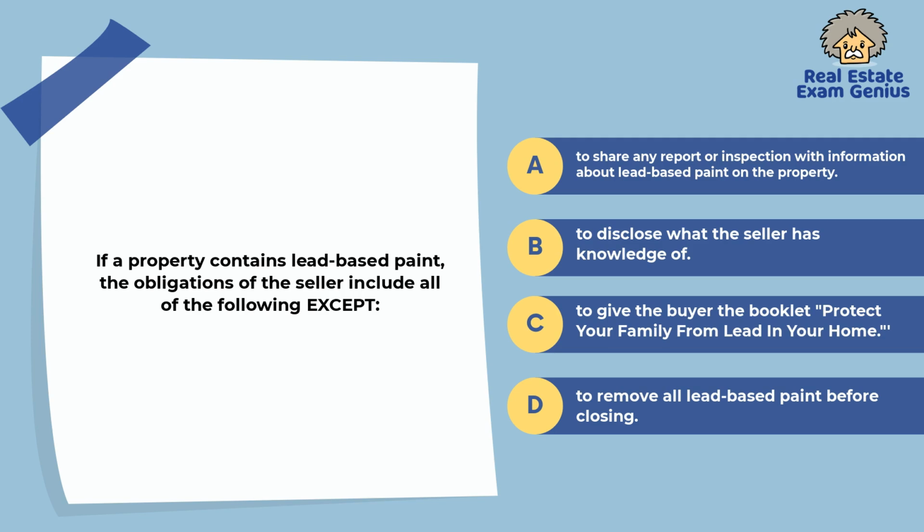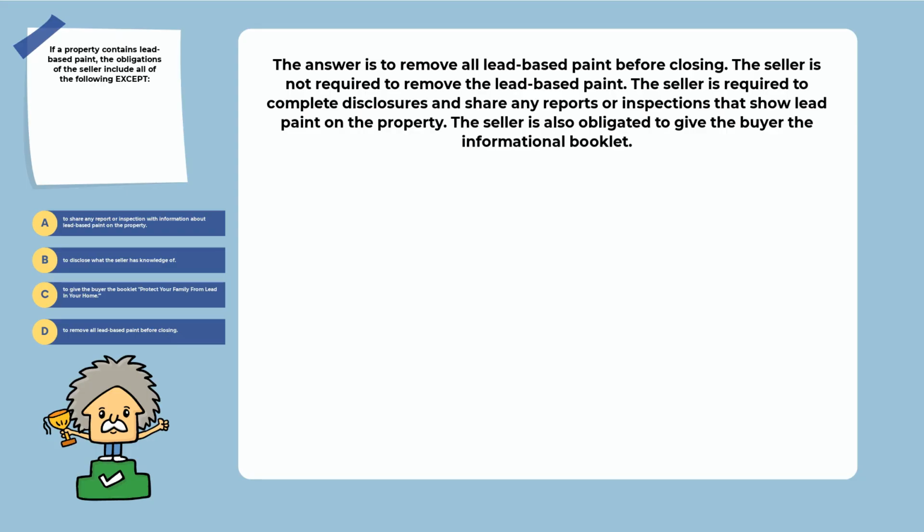If a property contains lead-based paint, the obligations of the seller include all of the following except to share any report or inspection with information about lead-based paint on the property, to disclose what the seller has knowledge of, to give the buyer the booklet Protect Your Family from Lead in Your Home, to remove all lead-based paint before closing. The answer is to remove all lead-based paint before closing.